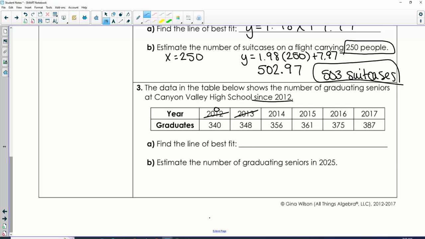That should be an easy question. 1. 2014 would be 2. 2015 would be 3. 2016 is 4. 2017 is 5. So if we're talking about years since something, make that first year, year 0, and then increase them from there. So we have our X, we have our Y.